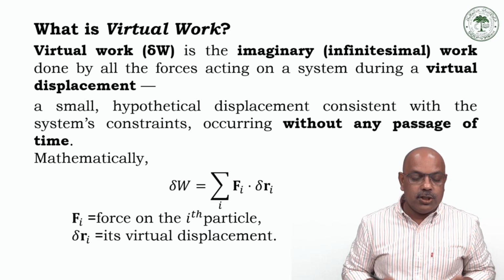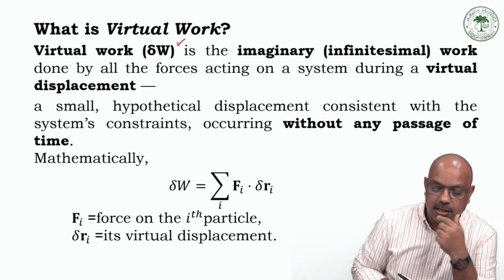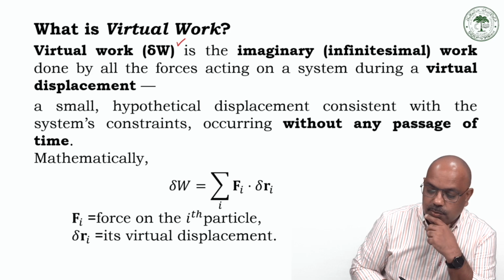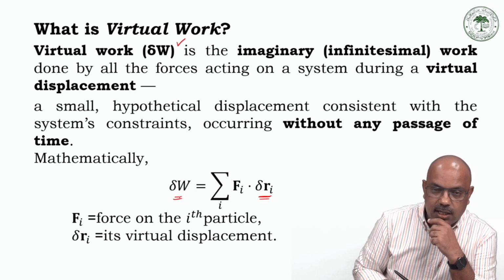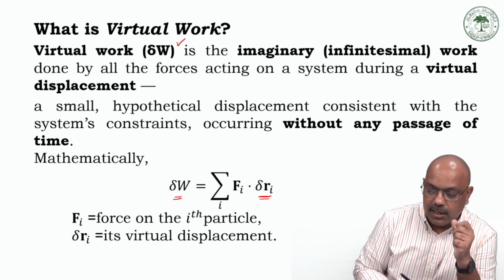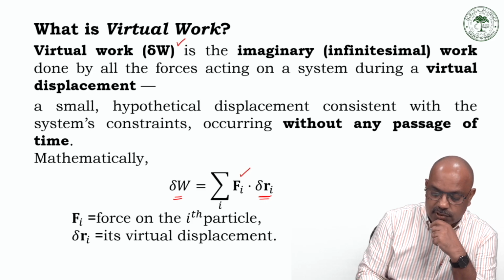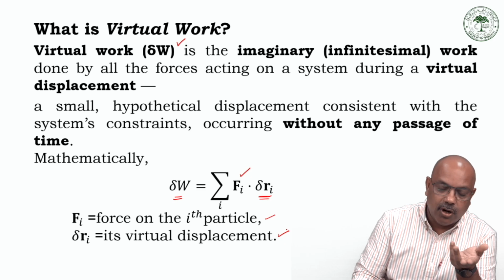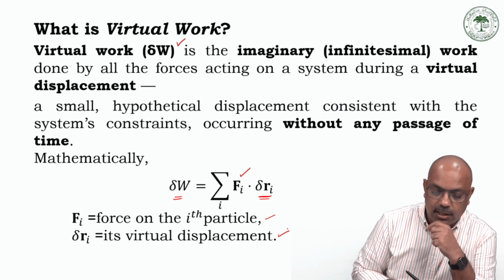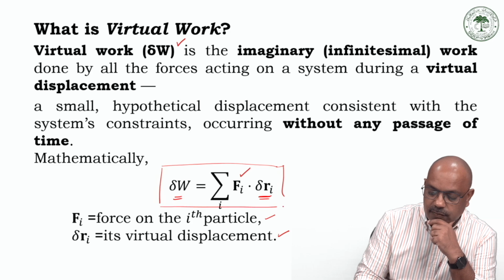When I have a virtual displacement, let's denote the virtual work by delta W, because we talk about delta Ri, the virtual displacement. The corresponding work done when the forces are acting on the system is known as the virtual work. Here F is the force on the ith particle, delta Ri is the virtual displacement, and F dot dr, we know, is going to be the work. This is my mathematical formulation of the virtual work.